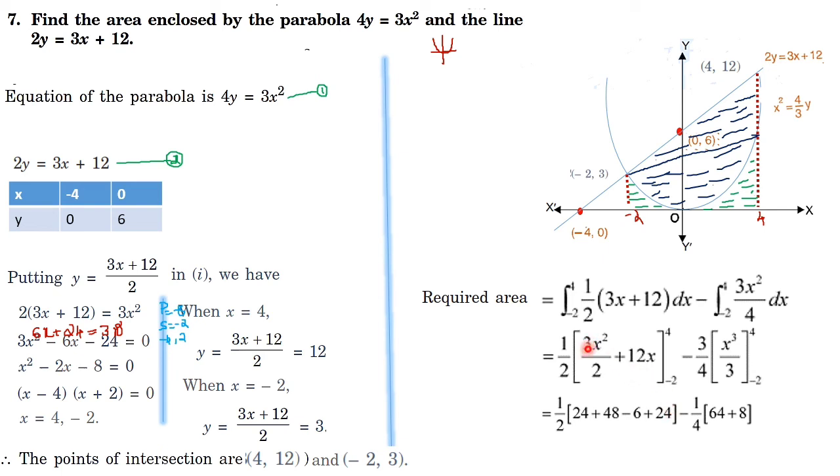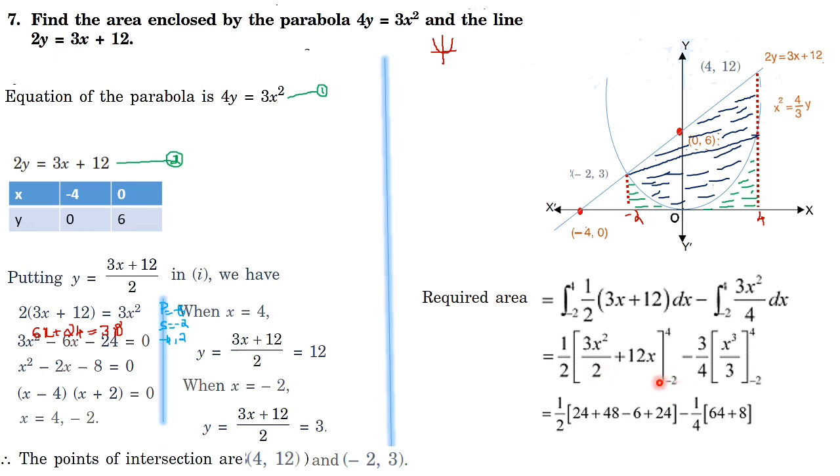So 3 into x square is 4 square, 4 square is 16, 16 by 2 is 8, 8 into 3 is 24. Okay, then plus 12 into 4, 12 into 4 is 48. Then here there should be a minus and a bracket, but here I have removed everything. Okay, upper limit minus lower limit.